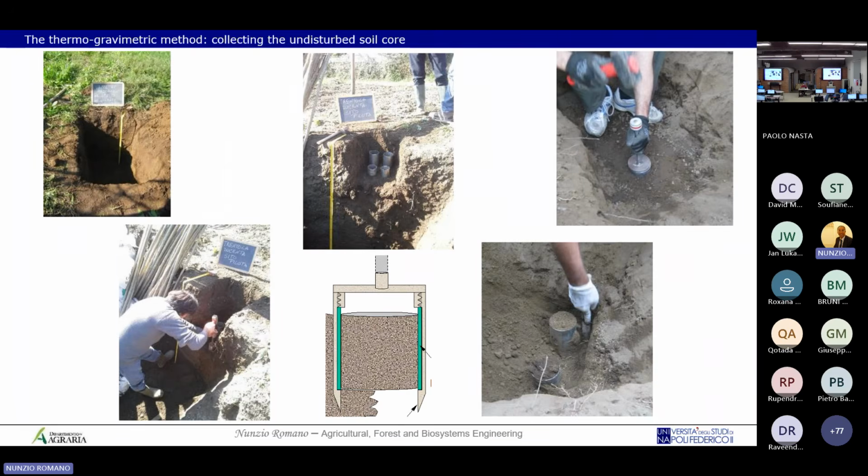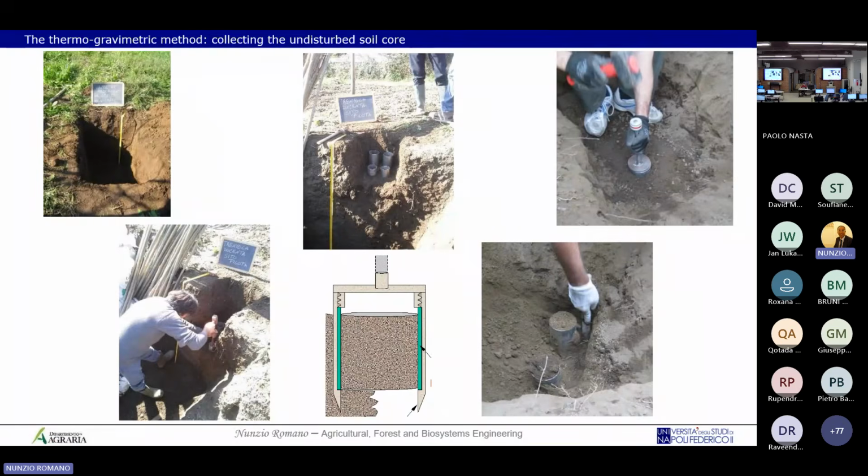Of course, there is also another limitation of the thermogravimetric method. First of all, I have to say this is a sort of standard, and the thermogravimetric method is usually employed to have a reference for calibration. For example, if you want to calibrate the indirect methods, the thermogravimetric method provides you with a very accurate and precise value of the soil water content in the soil core.